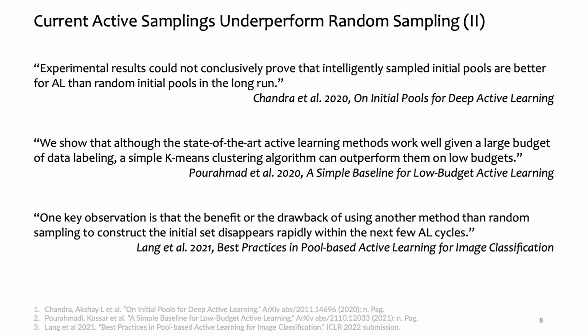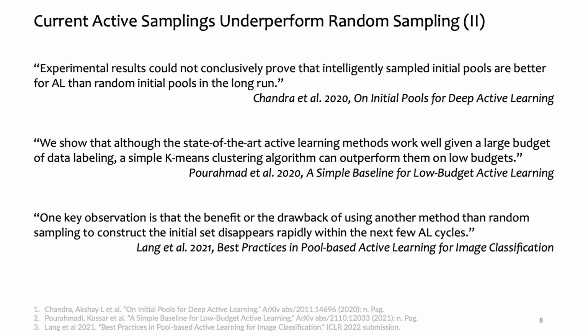Another paper also found that actively selecting the initial query sometimes performs better than random selection, and sometimes worse. But whether it is better or worse, the difference is only temporary. After a few rounds, this difference disappears. In the end, the initial query has almost no impact on the final active learning results. To summarize, both previous works and our benchmark experiments show that so far there is no way to select an initial query that consistently outperforms random sampling.